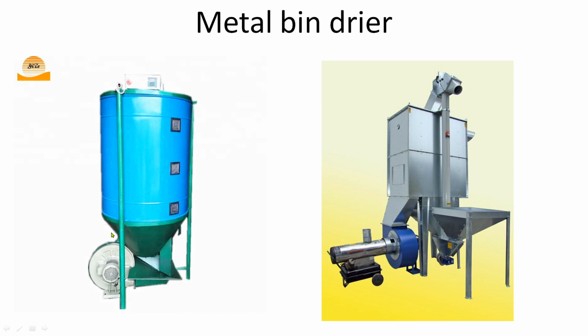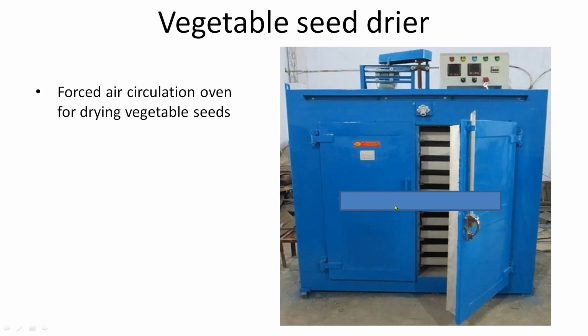In this, uniform drying of all the layers is not possible, so we need to stir the seed load inside the metal bin from time to time. It can be of cylindrical shape or rectangular shape depending on the use and requirement. So the next one is the vegetable seed dryer.